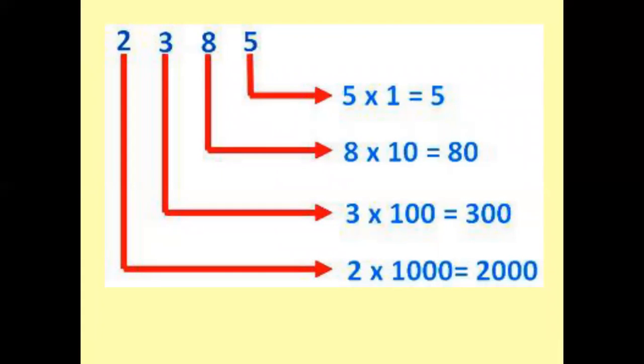Now let us see how to find the place value. The number is 2385. Now 5 is at ones place. So we will multiply by 1. That is 5 ones are 5. 8 is at tens place. So 8 tens are 80. 3 is at hundreds place. So 3 into 100 is 300. And 2 is at thousands place. So 2 into 1000 is equal to 2000. So these all are place values.